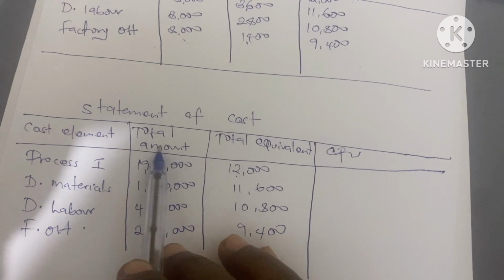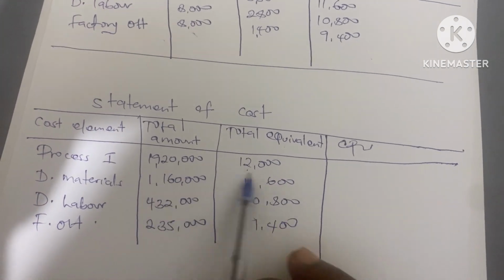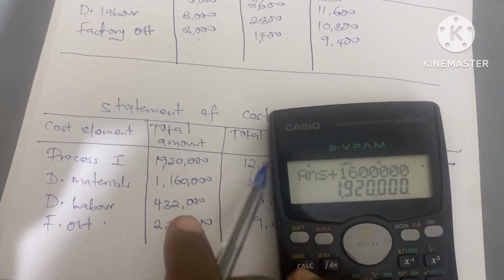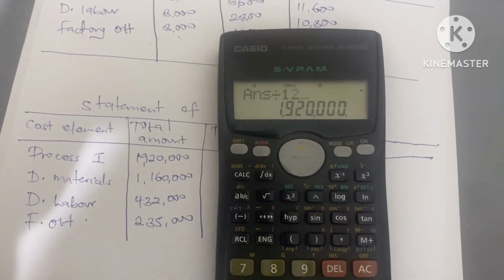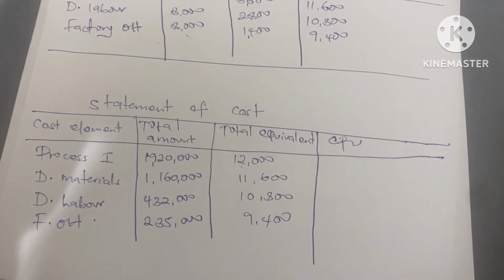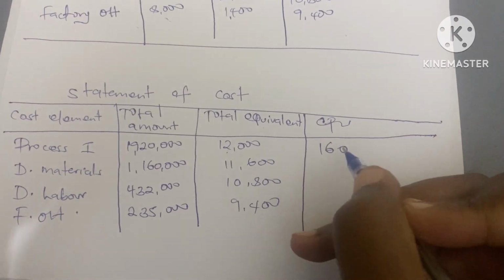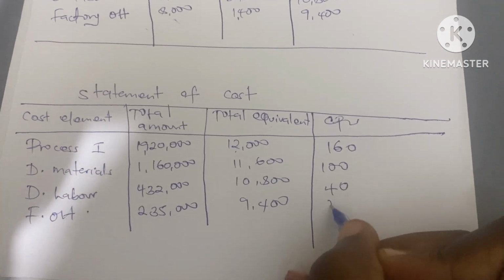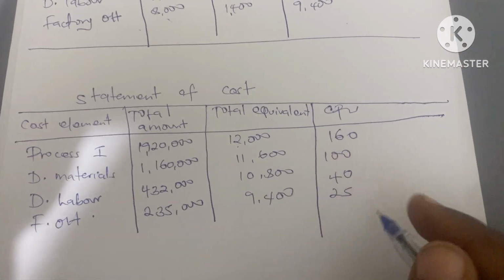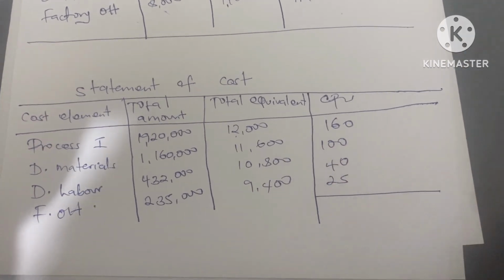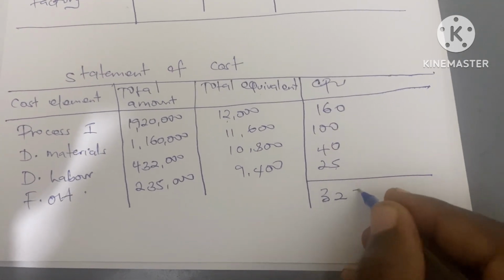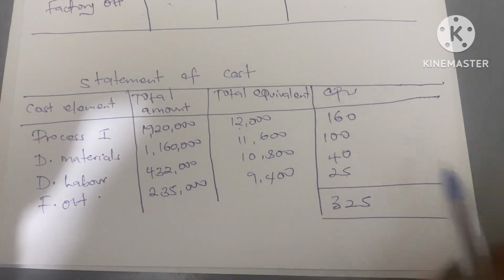The CPU, it is this divided by this. So this divided by this, you get what to put here. So the first one, this divided by 12,000. It is 160. So this one is going to be 100. This is 40, and this is 25, like that. So the total, this plus this plus this plus that, it will be 325. So that is our statement. Of course, this is the cost per unit.